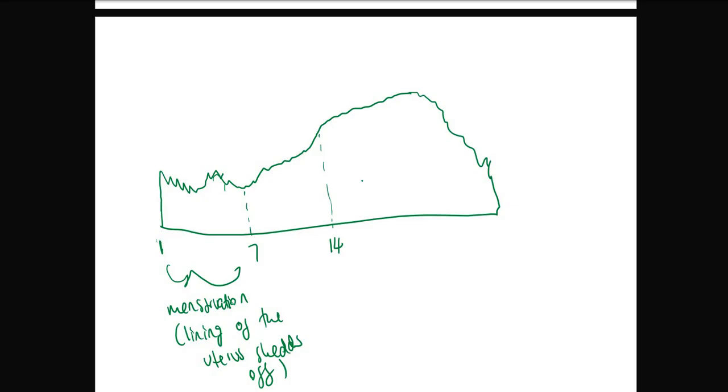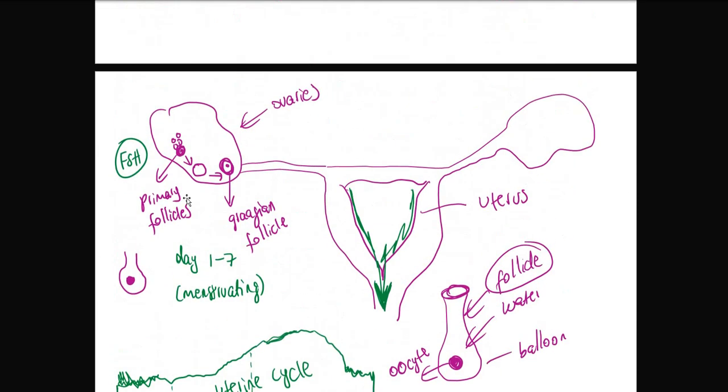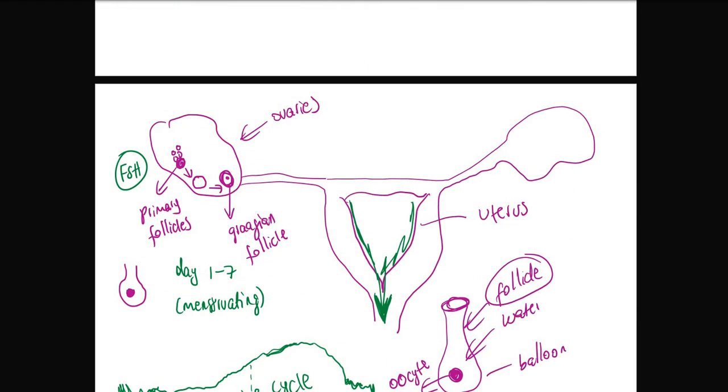And then once here the egg is ready on day 14, ovulation occurs on day 14. Ovulation means that the egg has been released, right? It has been released from here, and then now it is inside of your fallopian tubes. That's day 14. Day 14 means that this has been released and it's now inside your fallopian tubes.